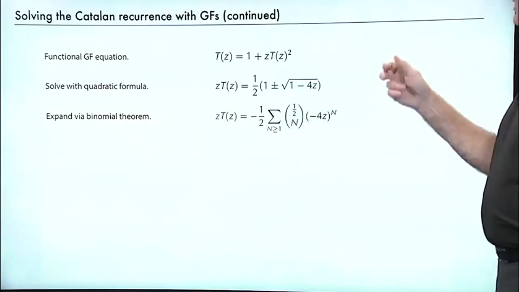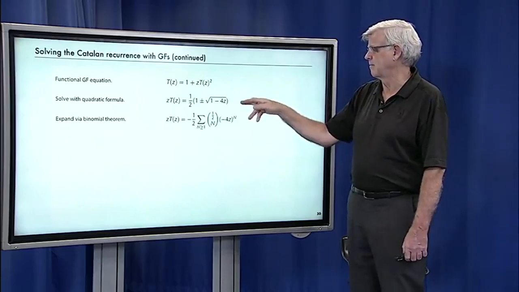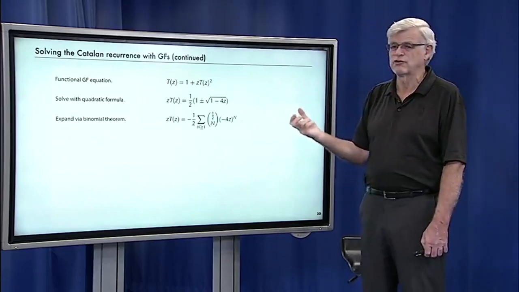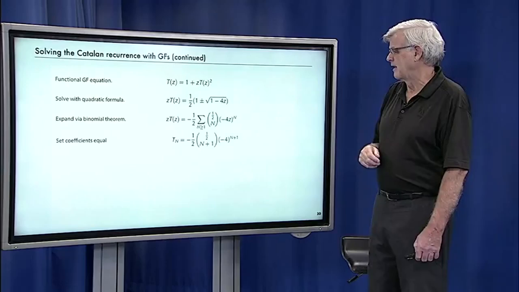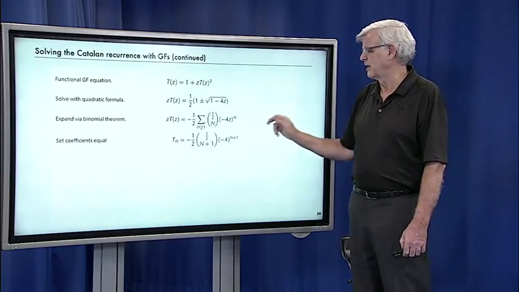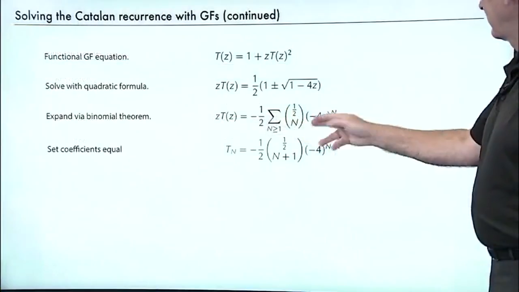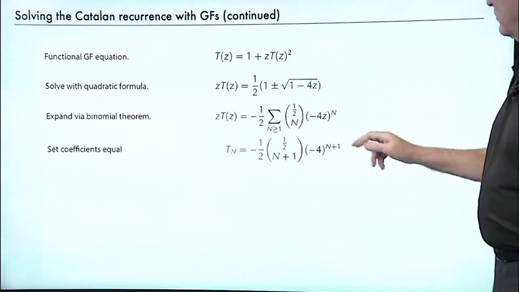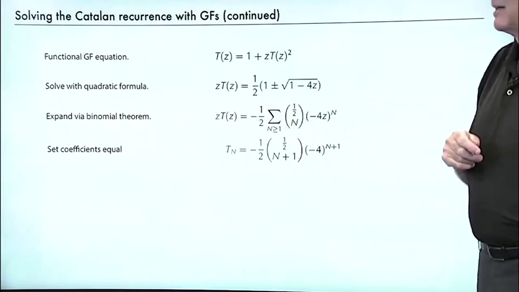We have a solution that uses the quadratic formula, and then we have an expansion of a function that we know how to expand, know how to find coefficients. So that tells us what t sub n is. It's minus 1/2, 1/2 choose n plus 1, minus 4 to the n plus 1. This extra z is what leads to the n plus 1s.